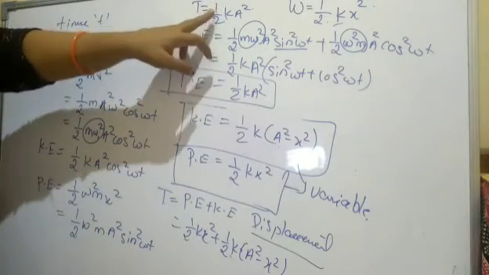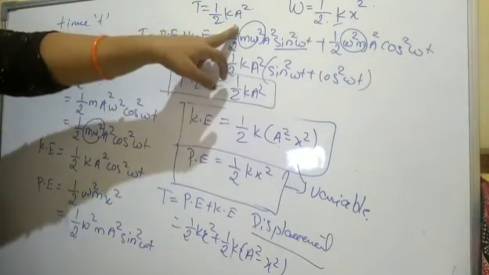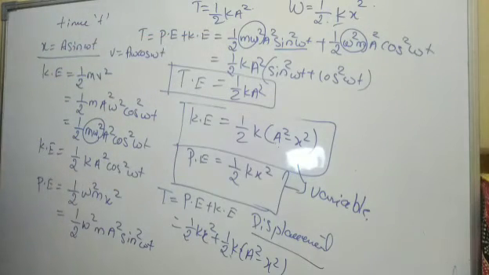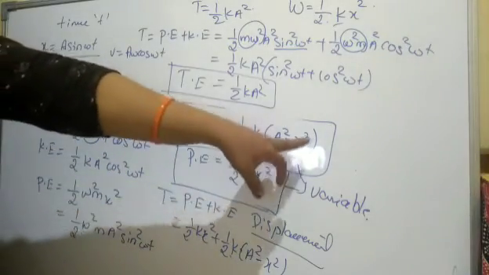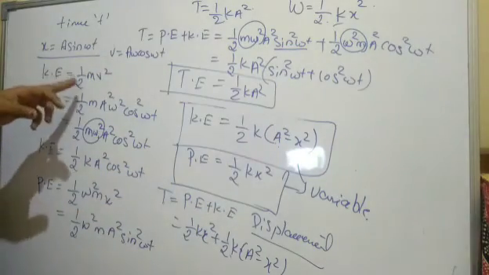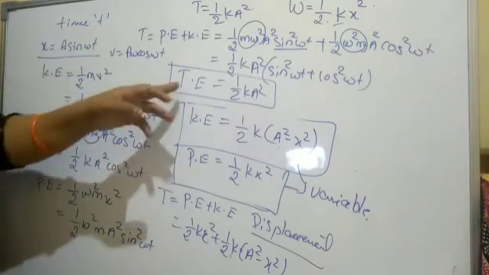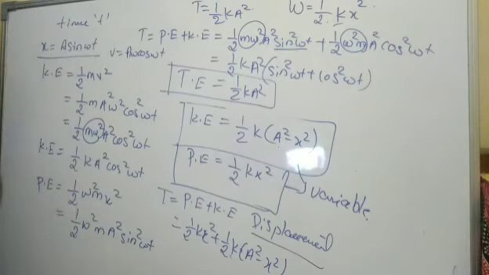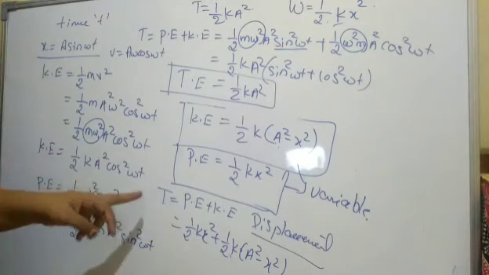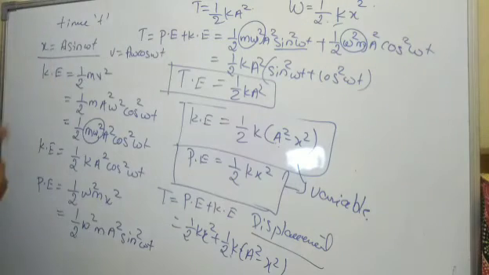Look at here, 1 by 2 k a square. For displacement, we have taken it in the form of half k a square minus x square, but here half m v square, with the help of velocity also we have taken. But in both the time period as well as the displacement, the total energy of the particle executing simple harmonic motion remains conserved, or else it is constant. We can say that it is a constant. The total energy will remain constant here.